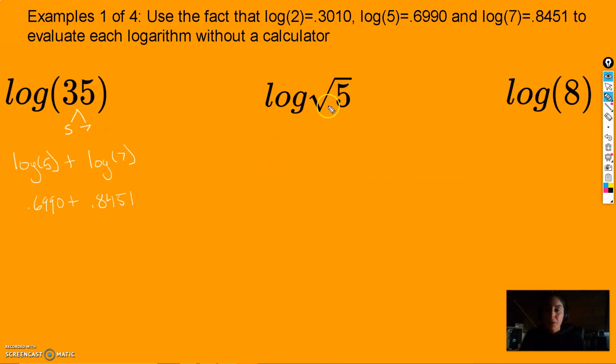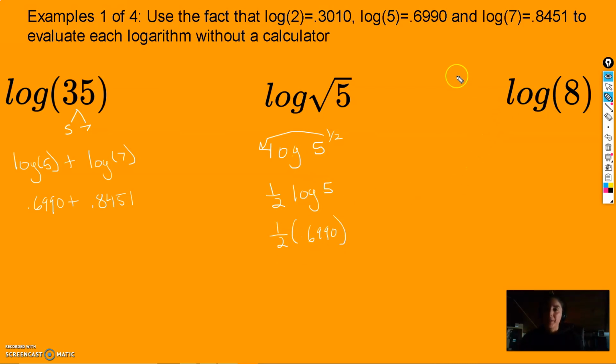Alright, log of square root of 5. Well, we know log of 5, but we don't know log of square root of 5, so how can I use my rules to make this into something I know? Well, square roots I know as an exponent, the 1/2 exponent. Now I can use the power rule to drop that down in front. So this is really 1/2 log of 5, and then I can use the fact that log of 5 is equal to 0.6990, and then all I have to do is compute that, and we'll be done there.